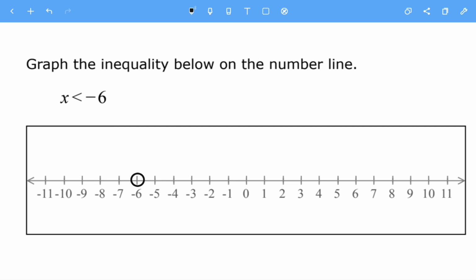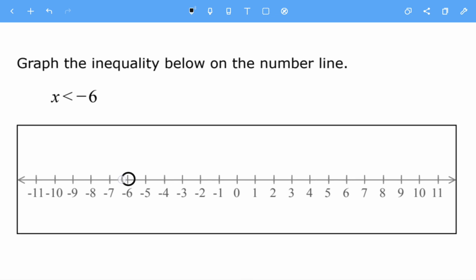So -6 is not included in our final answer. Now, x is less than -6. So x is smaller than -6, so the left-hand side is what's going to be filled in. You could also think about it as the inequality symbol is pointing to the left. So the left side of that circle is going to be filled in.